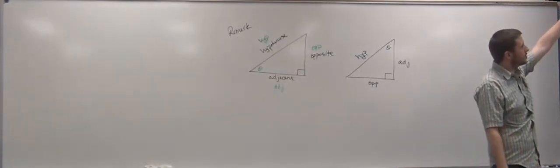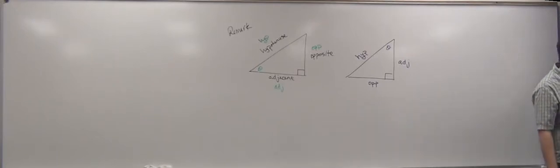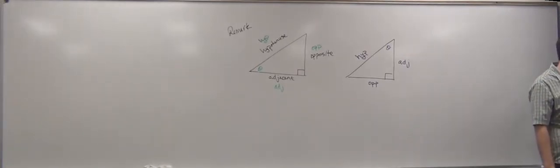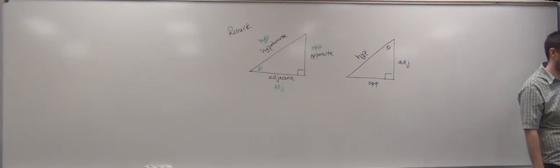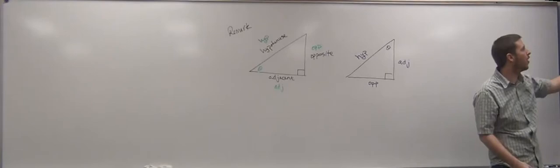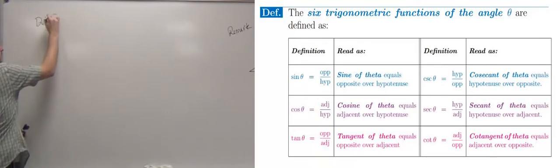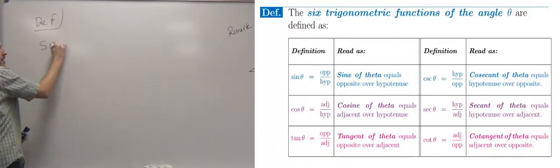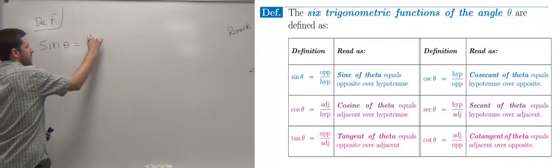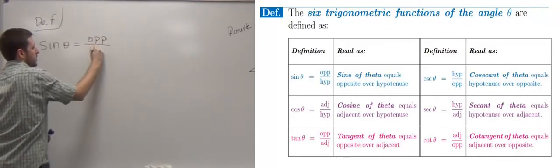So, 6 trigonometric functions of the angle theta are defined as. So all of these are in reference to a right triangle. So in order to make any sense of these definitions, you have to have a right triangle. Okay? Later, we're going to try to define these without a right triangle, but for now, all of these depend on a right triangle. So when I say sine of theta is equal to opposite over hypotenuse.